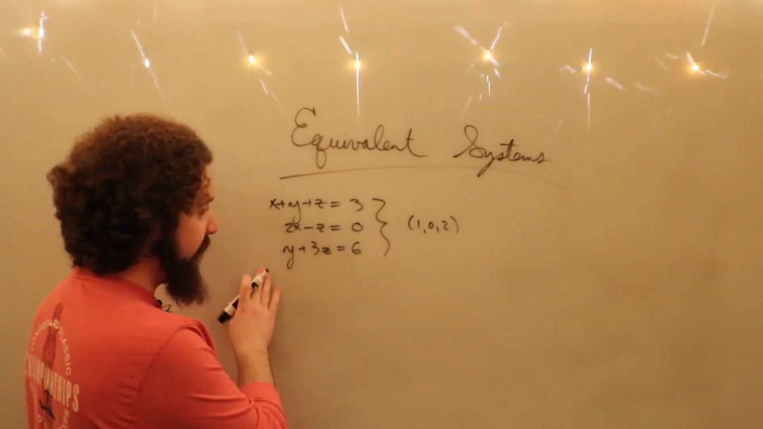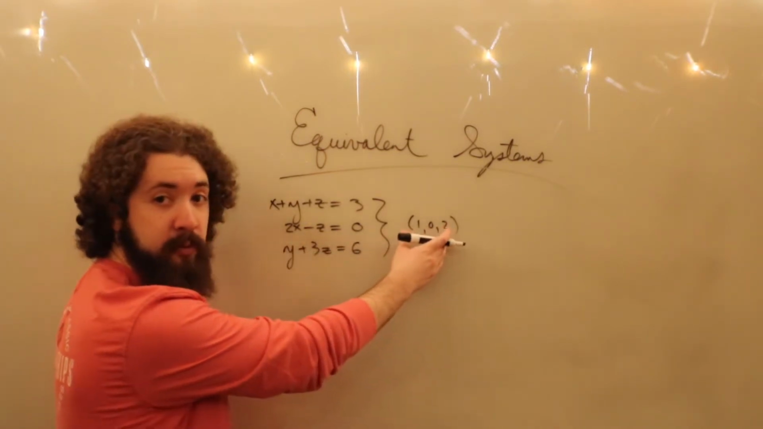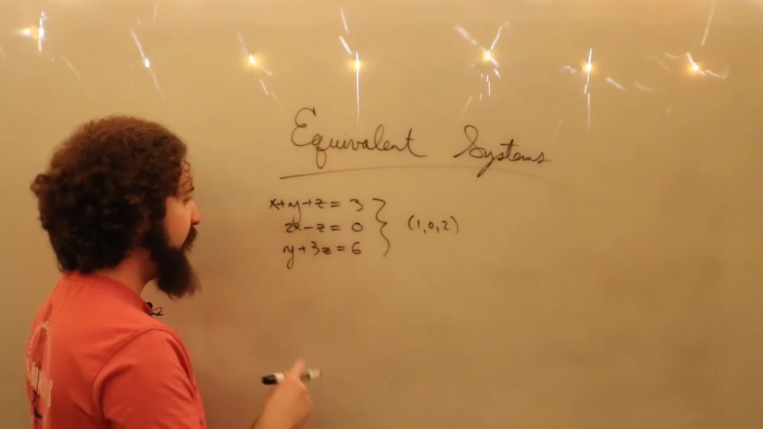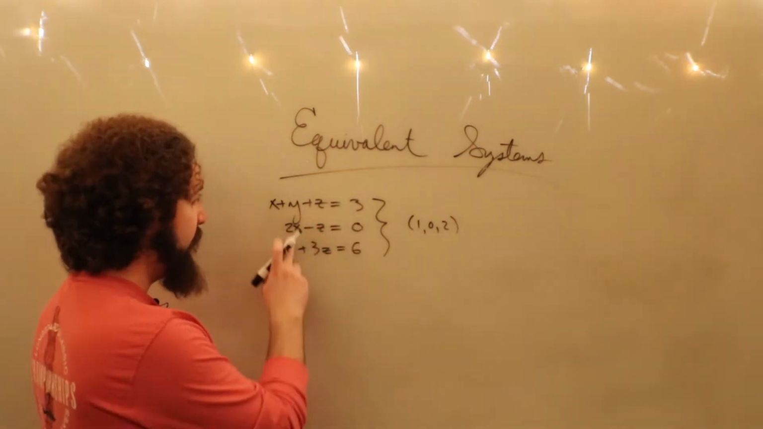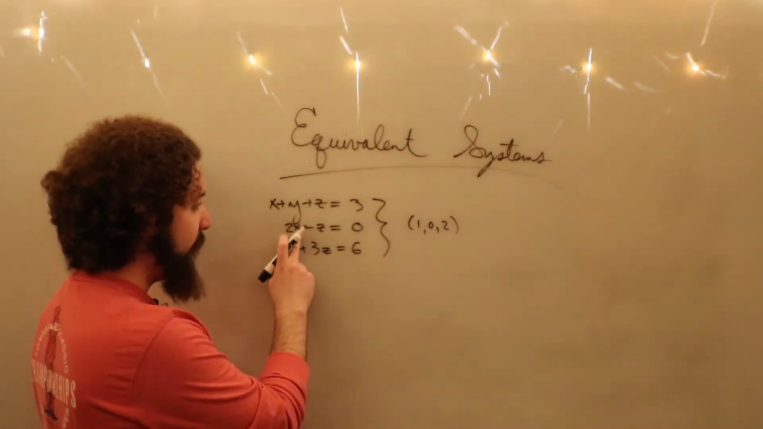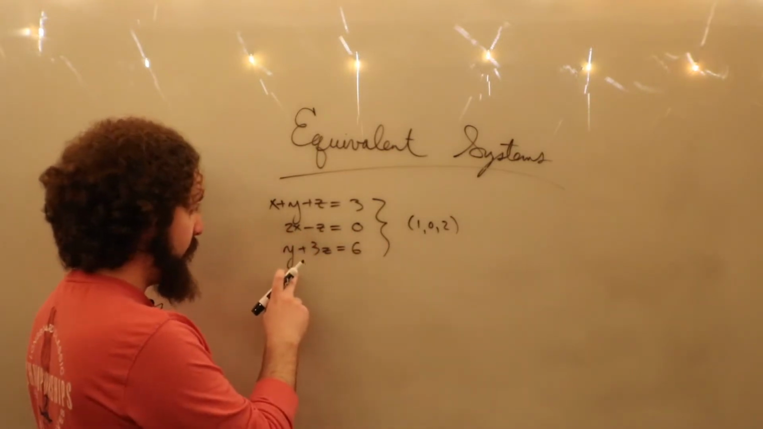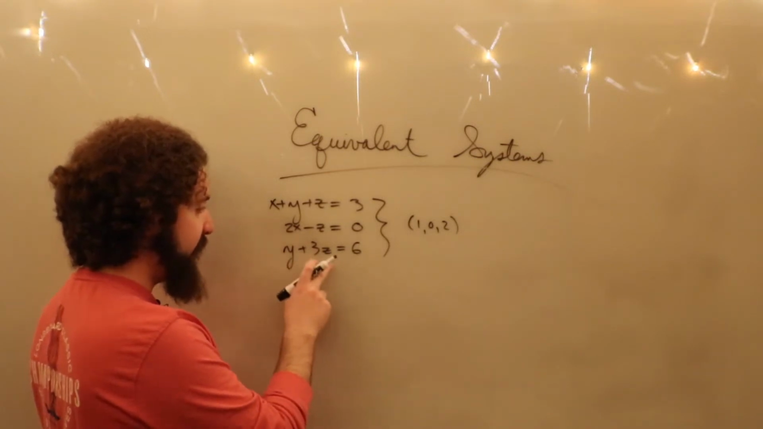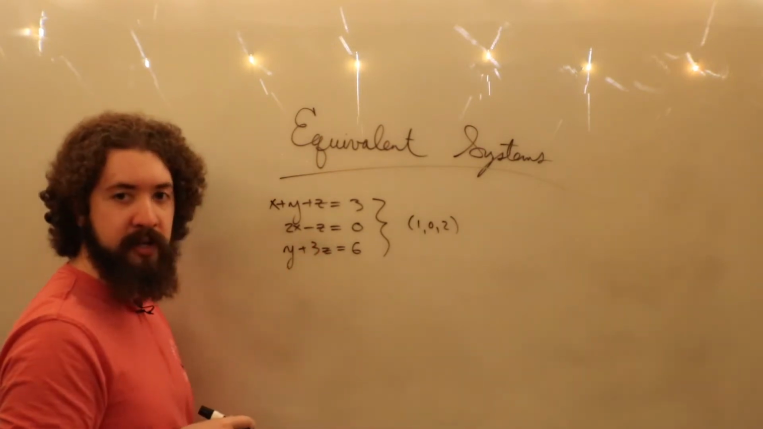I claim that this has solution x equals 1, y equals 0, z equals 2. So let's verify that real quick just to be sure. We have 1 plus 0 plus 2 is 3. That's correct. Now 2 times 1 is 2, minus 2 is 0, so that one's correct. Now 0 plus 3 times 2 is 0 plus 6 is 6. So this is indeed a solution of this system of linear equations.